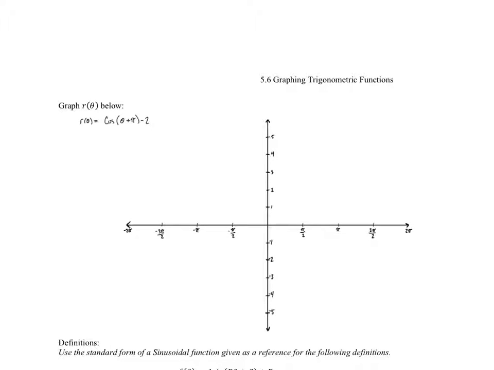Alright guys, you don't have to watch this video, but it will help if you are struggling with graphing r of theta. So again, what we're going to do, just like we did in class, is graph this side, and then we'll just repeat the pattern over here. We don't need to plot every individual point, since we know that it's going to cycle and just keep repeating the same. Okay, so r of theta is cosine of (theta plus pi) minus 2.